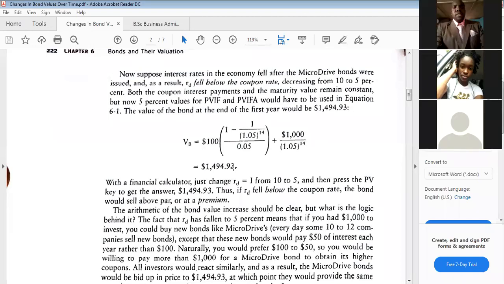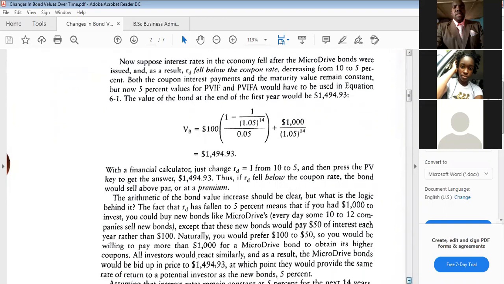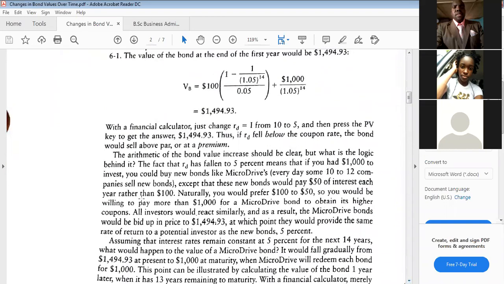What is the logic behind it? The fact that RD has fallen to 5% means that if you had $1,000 to invest, you could buy new bonds like Micro Drive's, except that every day some 10 to 12 companies sell new bonds. Now, these new bonds would pay $50 of interest each year rather than $100. Naturally, you would prefer $100 to $50. So you would be willing to pay more than $1,000 for a Micro Drive bond to obtain higher coupons.